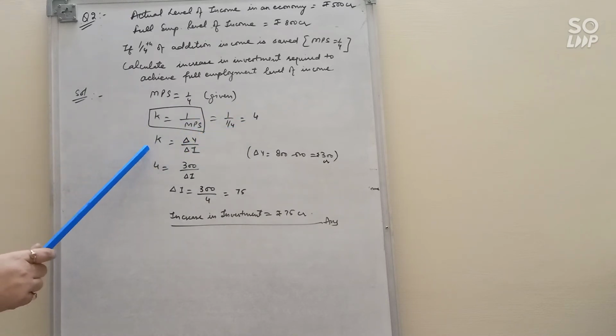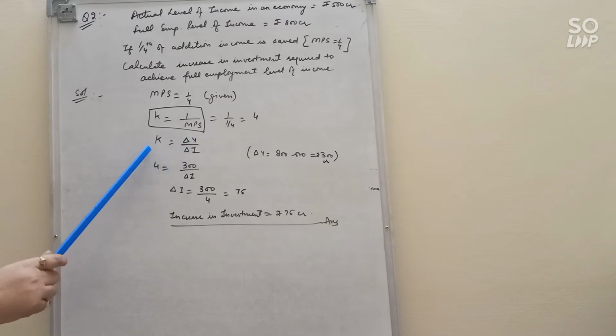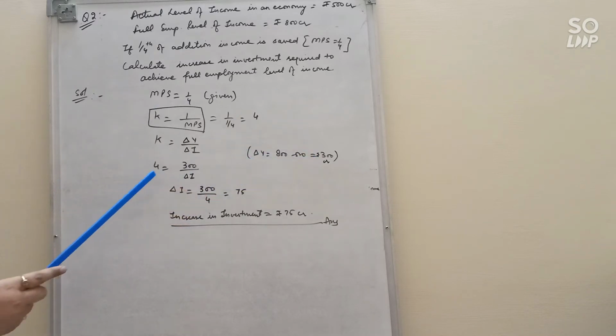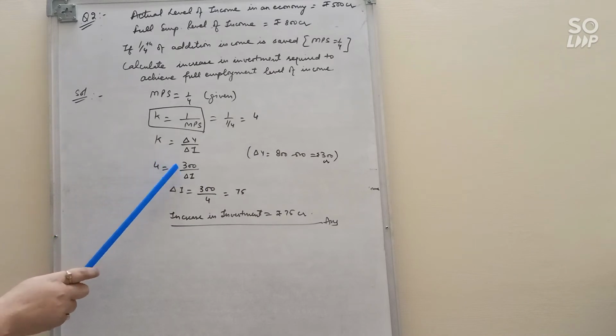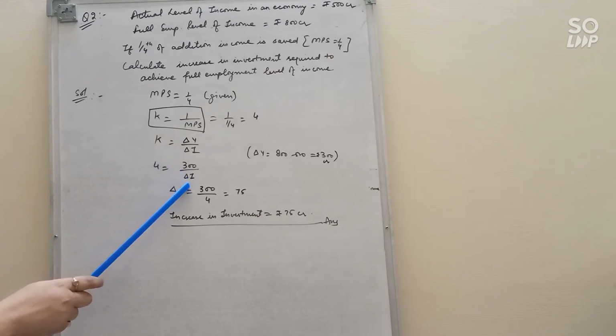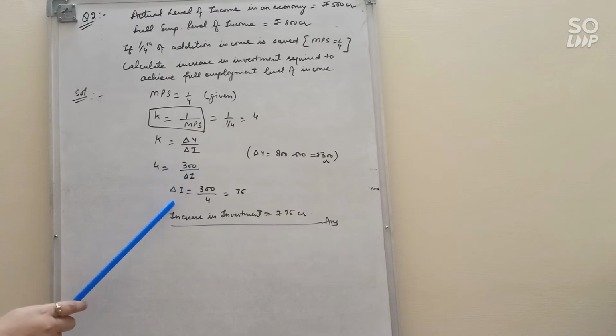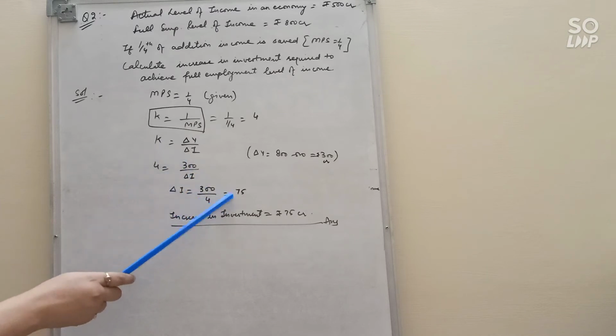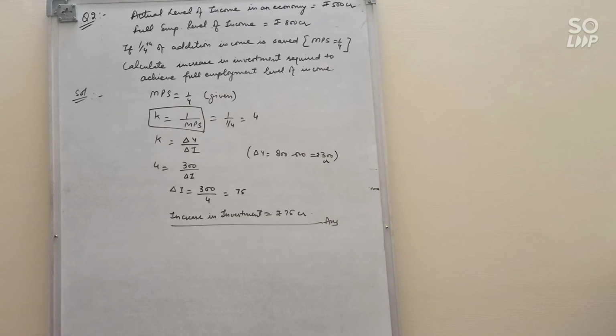Now we'll use another formula, that is delta Y upon delta I. The multiplier we have now, 4, and change in income: the actual level of income in the economy is 500, and if we want to achieve the full employment level, income should be 800 crore. So how much change is required? That is rupees 300. So 300 is the change in income, divided by delta I, that is change in investment. So we can find out change in investment with the help of this. 300 upon 4 is equal to 75. So it means the increase in investment required in the economy is rupees 75 crore.